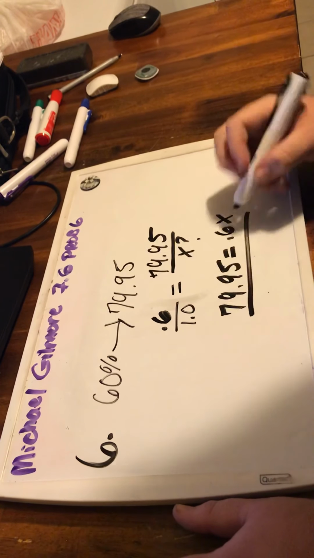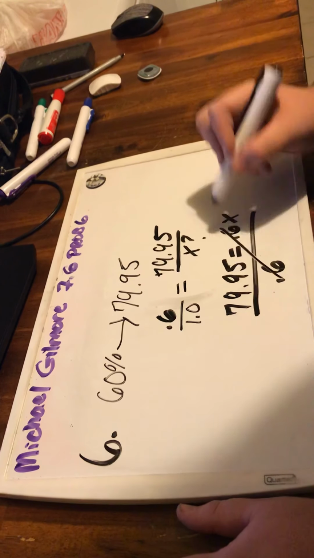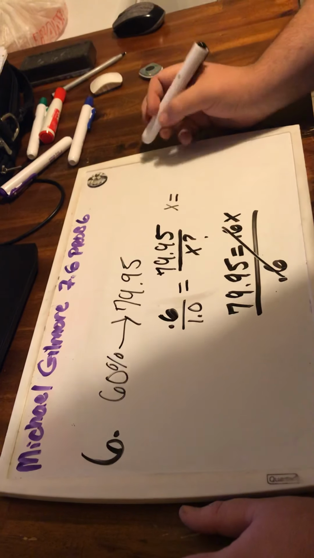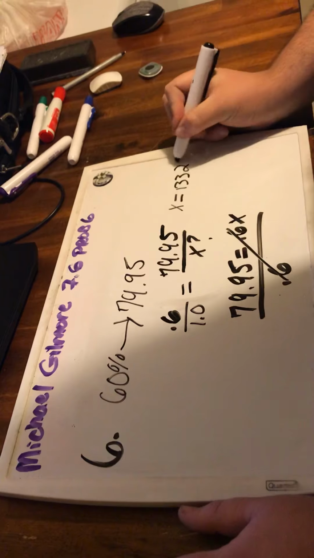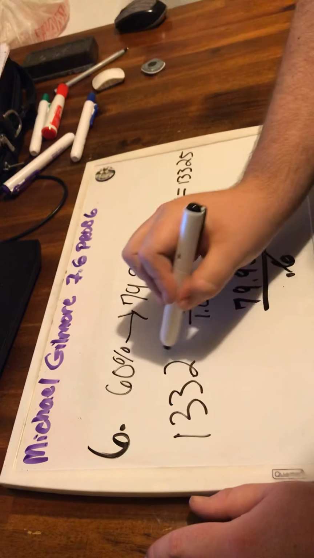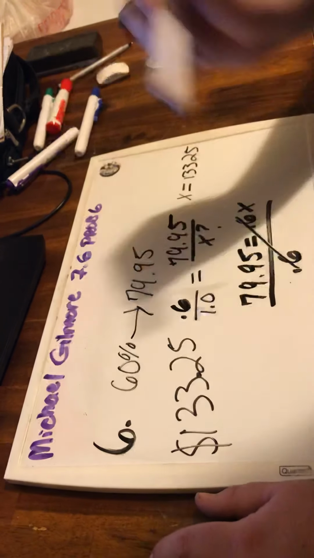We're going to divide the whole equation by 0.6. The 0.6's cancel out. In the end, we're going to get that x equals 133.25. That means that 133.25, you can see that little decimal point there, is the original price at 100%.